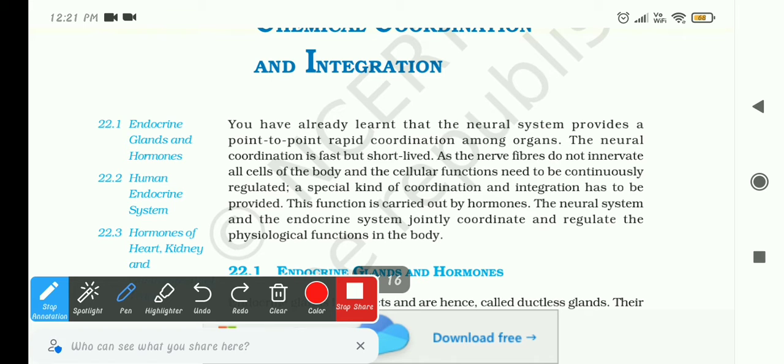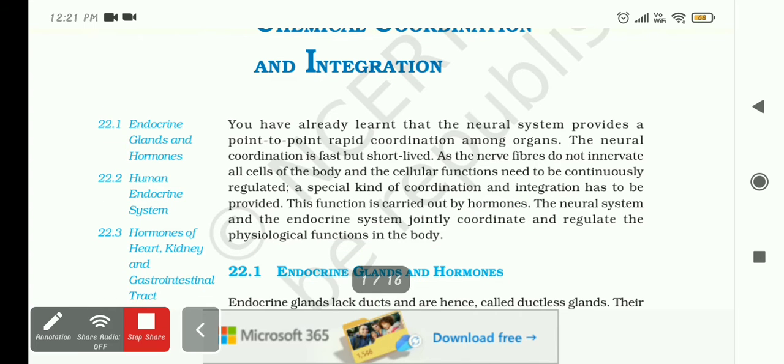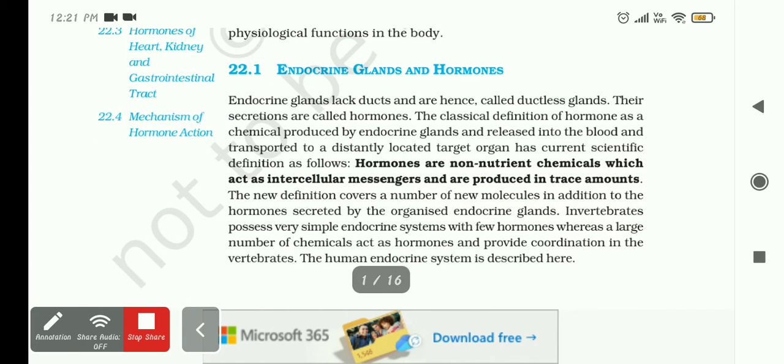In this chapter, we are going to talk about the special kind of coordination and integration, and these functions are carried out by none other than our hormones. The neural system and the endocrine system jointly coordinate with each other and regulate the physiological functions of our body. So what are endocrine glands?